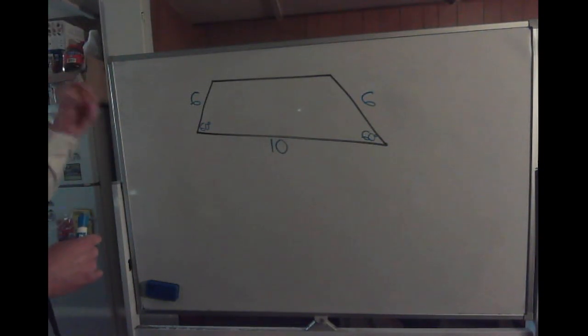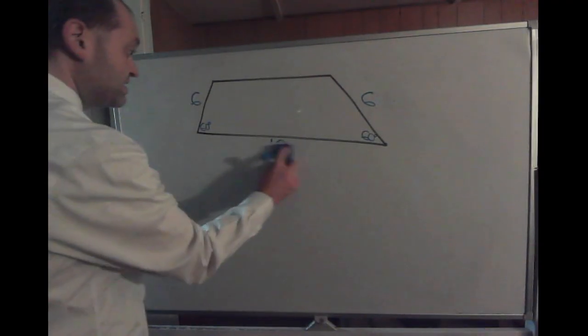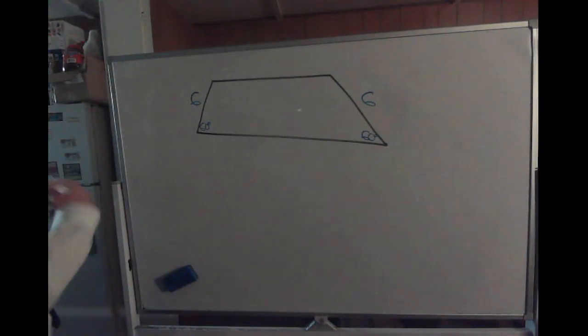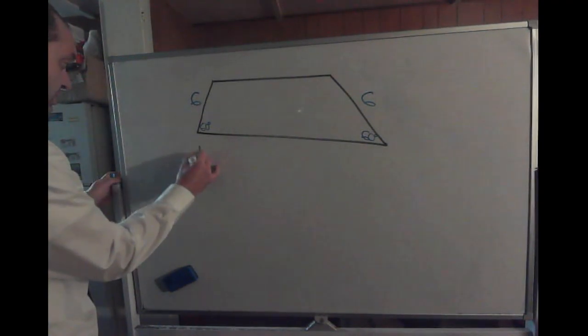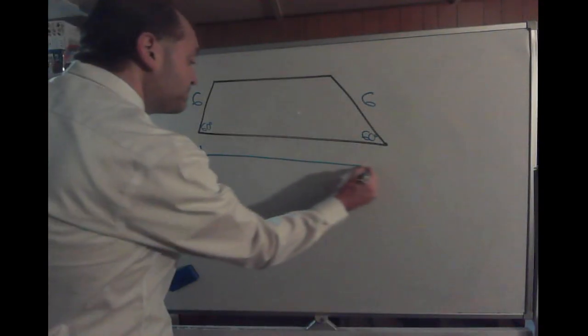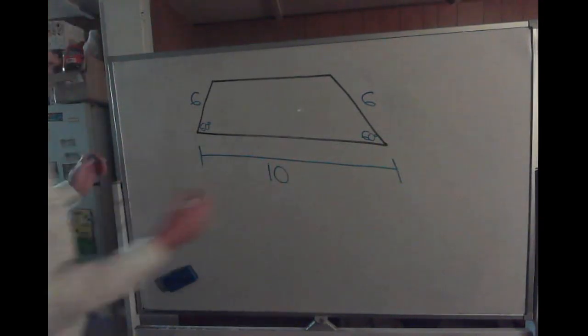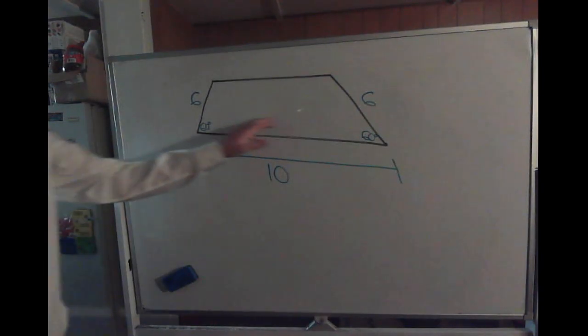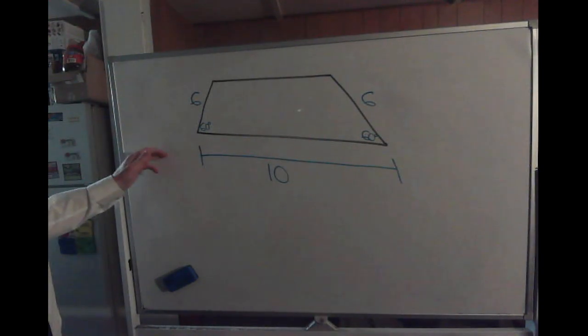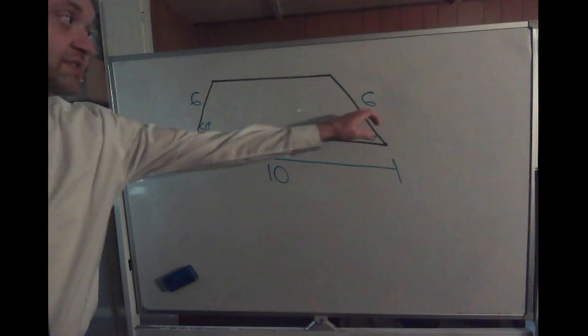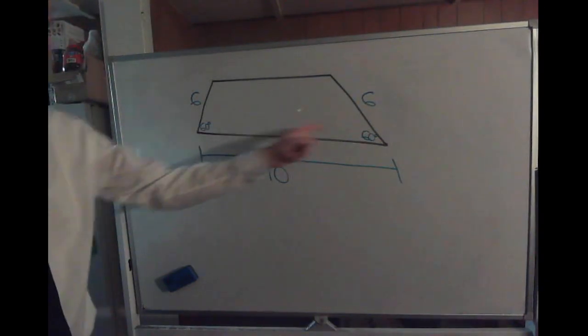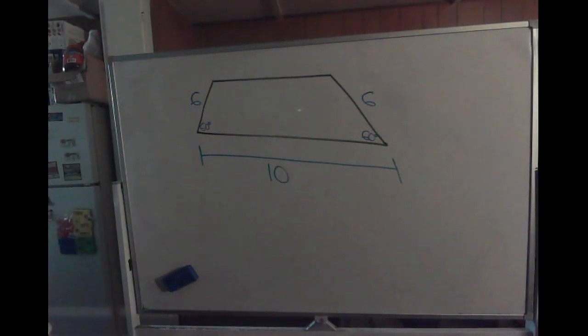Okay, so I should specify here again that the length of this whole base is going to be 10. So this time we have an isosceles trapezoid where both of the legs have the same length, and across from those you have two 60-degree angles.